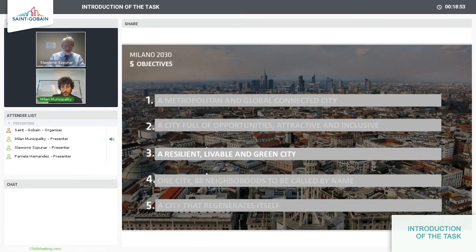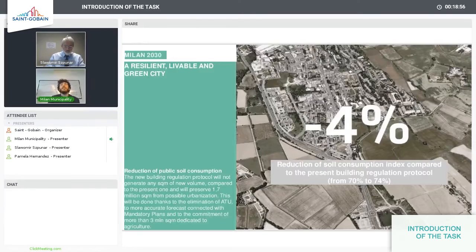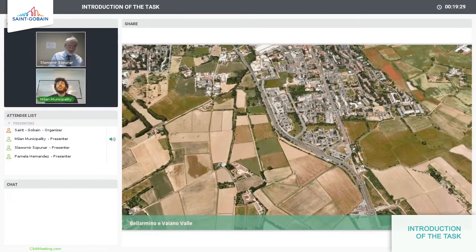Third topic, one of the most important, is the idea that we have of creating a resilient, livable and green city. This is a plan that is trying to push the work on the brownfield instead of the greenfield. And we calculated the effect of our policies, and basically this plan is going to reduce the soil consumption by 4% compared to the previous one, which is probably the first time we go into negative numbers, and this is very, very positive.